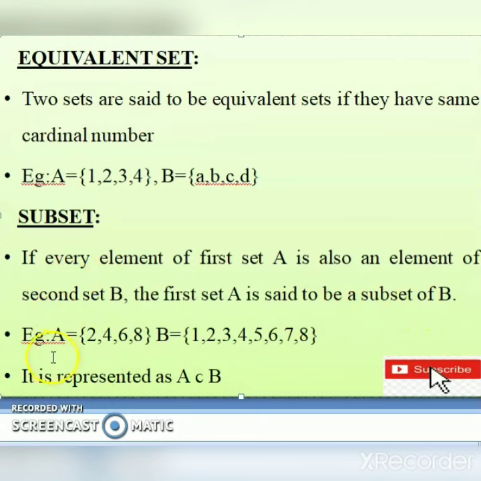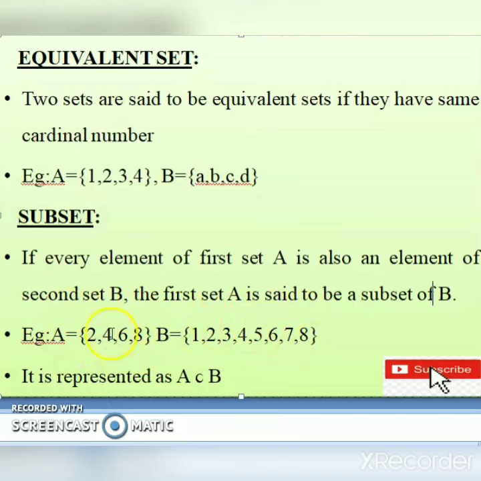So here, if I see A equals 2, 4, 6, 8 and B equals 1, 2, 3, 4, 5, 6, 7, 8, these are two sets. This is the first set and this is the second set. So 2, 4, 6, 8, if I observe, these also come under set B. Here 2, 4, 6, 8.